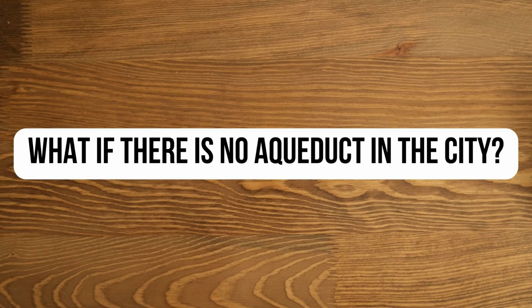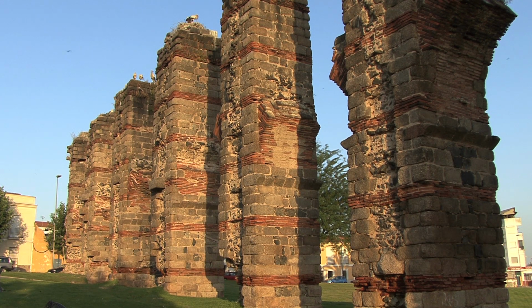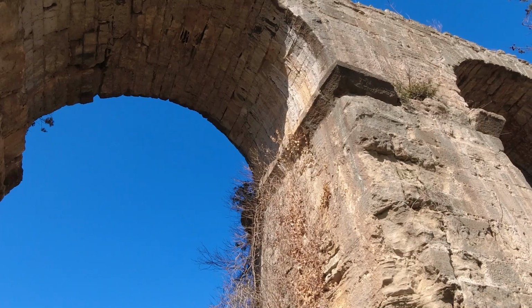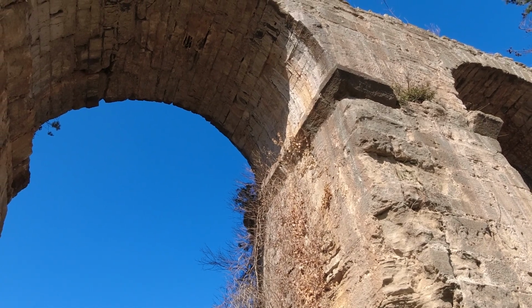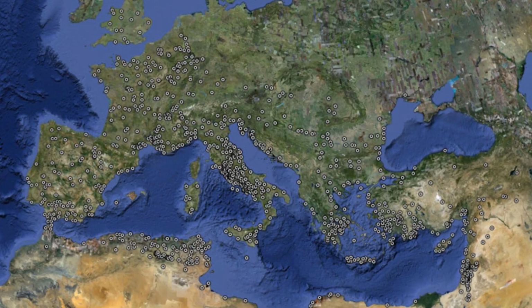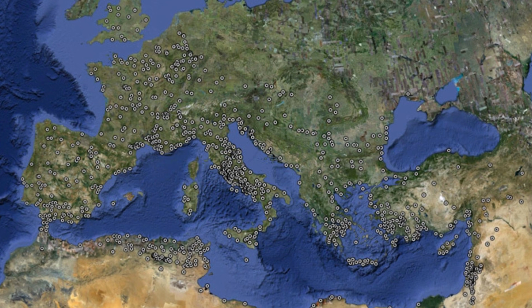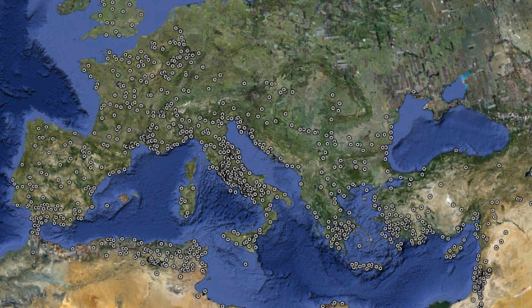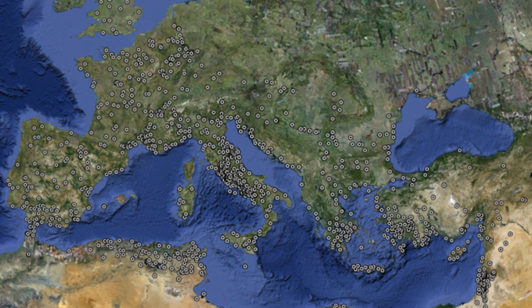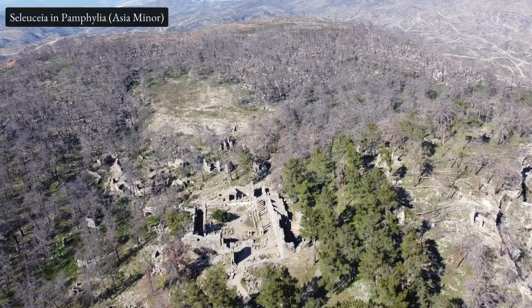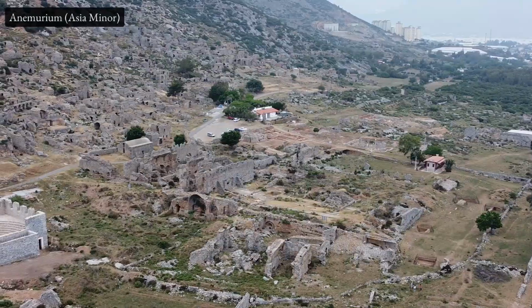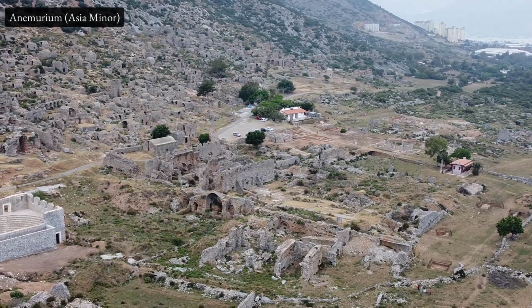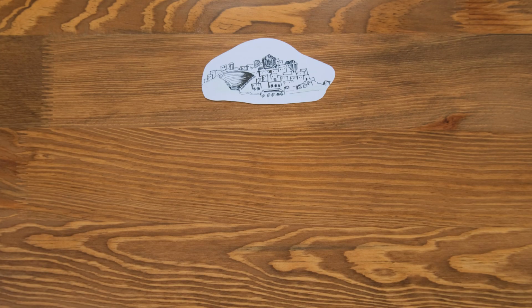What if there is no aqueduct in the city? I mean, people used to live without it. We can still see hundreds of aqueducts nowadays. You can find a catalogue of all known ancient aqueducts and a map on the excellent ramak.org website. But of course, not every city had an aqueduct, or at least, not at every stage of its development. If the city did not have an aqueduct, then where did the water come from?